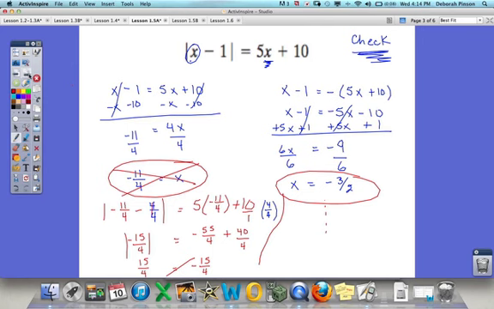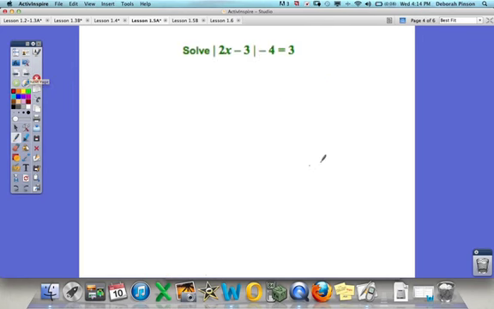Okay, so here's the next one. Now, looking at this one, you don't have to worry about checking it. Think about it for a second. The reason you do not have to check it is because there's only an x inside your absolute value. And remember, you don't have to check it if there's only one inside the absolute value. It's if there's one inside but not one outside.